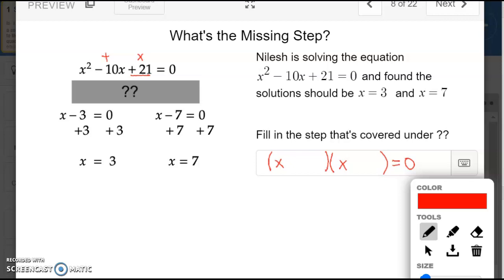If I add 1 and 21, that's going to be 22. That's not anything close to negative 10. If I add 3 and 7, that's 10. So I have 10, but I actually want negative 10. So it's not 3 and 7, but negative 3 and negative 7, because when I multiply negative 3 times negative 7, it is going to be positive 21. But when I add negative 3 with negative 7, it's going to get me negative 10. So that is my missing line.